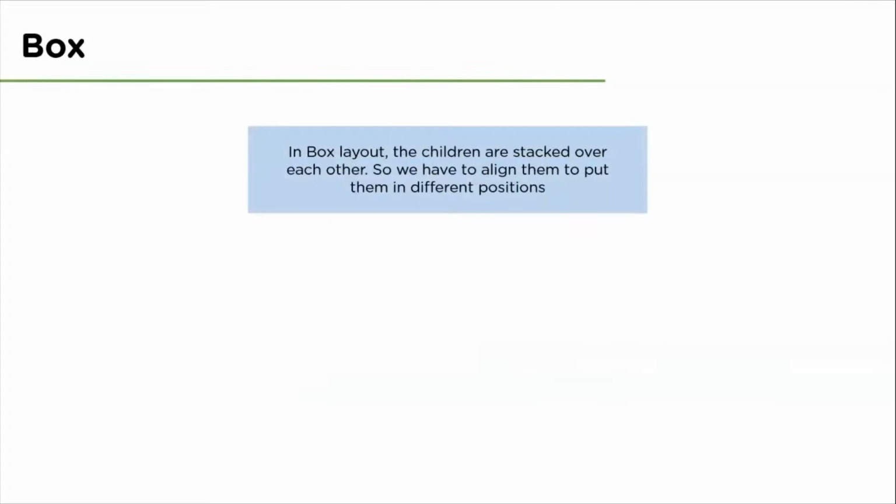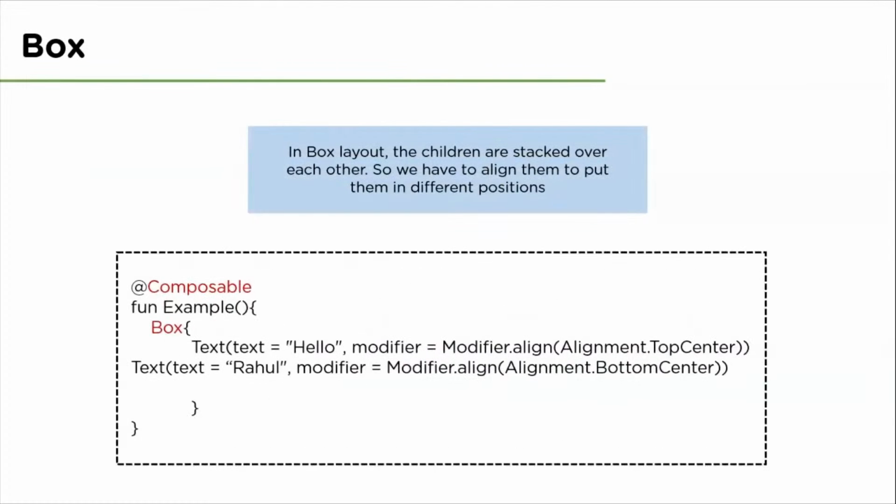In box layout, the children are stacked over each other by default. So we have to align them to put them in different positions or proper positions. We use the align modifier to set the position or alignment for children elements. As we can see in this example, we have used the align modifier, and we can also see there is Alignment.TopCenter and Alignment.BottomCenter. These are the alignment options that are applied to the child user interface.